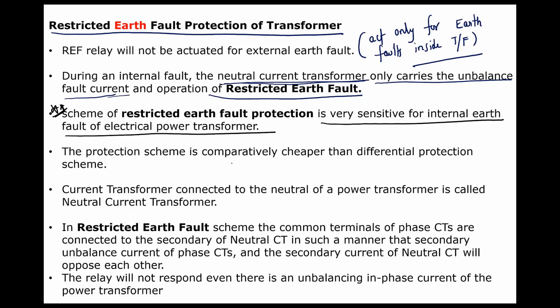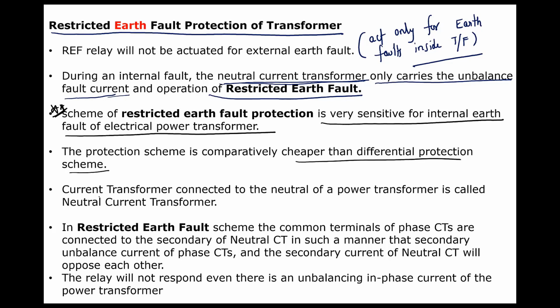So this protection scheme is comparatively cheaper than the differential scheme. However, for large transformers, they provide both: current differential protection plus restricted earth fault protection, which will completely eliminate the chances of damage.